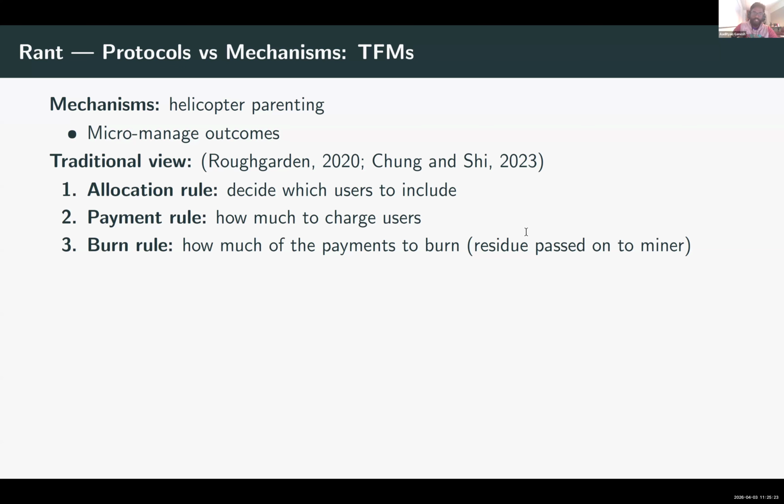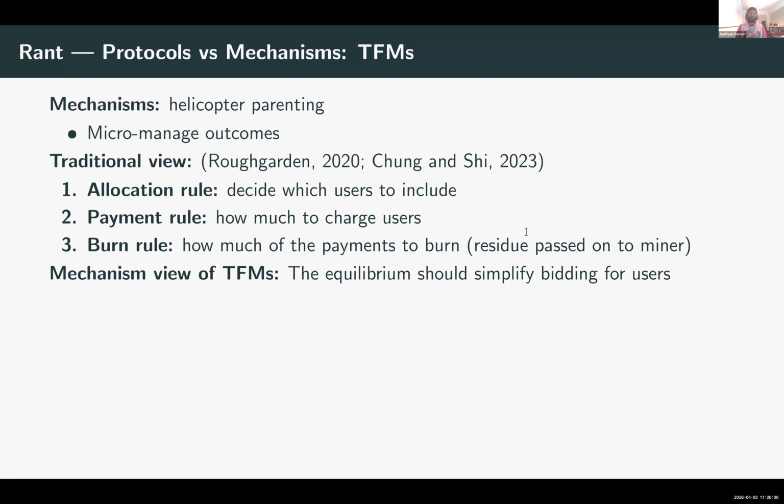So the traditional view looks at transaction fee mechanisms as a collection of three components. The first is the allocation rule that says, given a set of bids, with what probability do I want to allocate users, right? The second is the payment rule, which says, given a set of bids, how much payment should I charge the users? And finally, we have the burn rule, which says, given a set of bids or given an allocation, how much of the payments that we collect from the users are to be burnt, and whatever is not burnt is passed on to the miner as revenue.